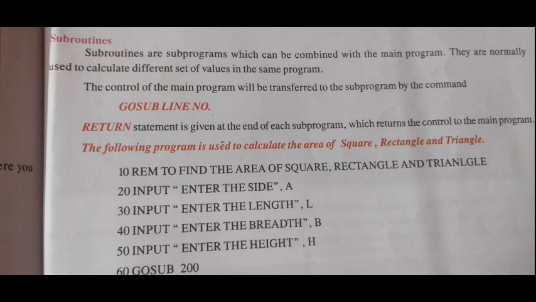So GOSUB line number, go to subroutine, will give some line number like 500, 10, 20 or something. RETURN is given at the end of each subprogram. Inside a main program there will be many subprograms, and all subprograms will have RETURN as the last statement. So it returns to the main program after the subroutine is over. Clear for everyone? We'll see the program so you'll have a clear understanding.